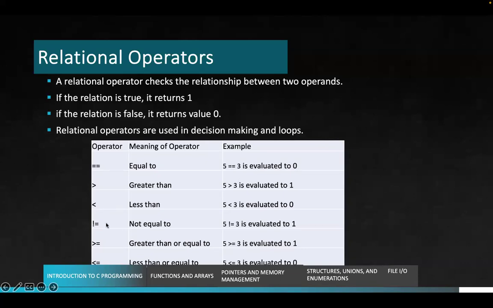Like greater than, less than, not equal to, less than or equal to, greater than or equal to, in the same way: 5 less than 3, 5 greater than 3, 5 not equal to 3, 5 less than or equal to 3, greater than or equal to 3. In these statements, whatever the relation it holds and correlates, the respective outputs will be seen over here.